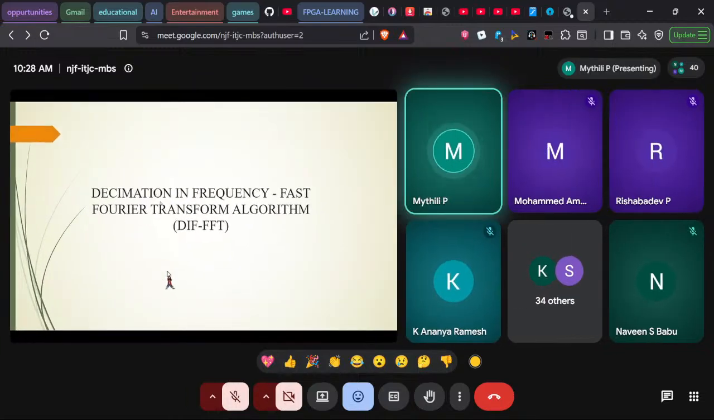Okay, can you see the slide? I have put the slide up.